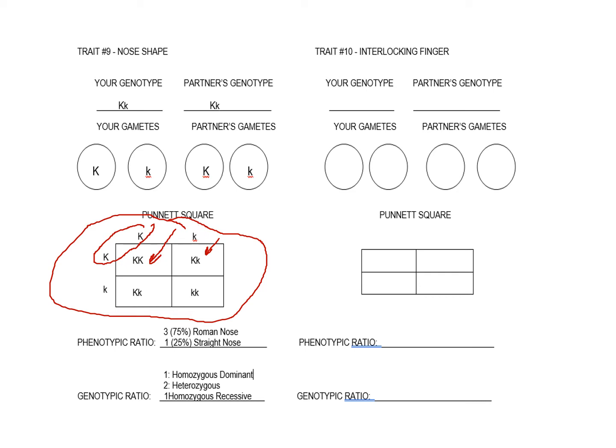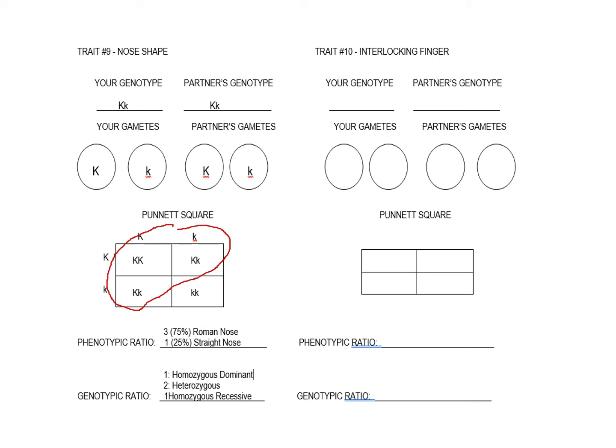So let me erase this. After you determine this, then you look at the offspring and you determine what's your phenotypic ratio. So what we can see is that we have 3 boxes here that contain the dominant trait. Being that this is completely Mendelian, the dominant trait rules. And so you'll notice that you have 3 boxes that have the dominant trait. So those individuals would potentially have a Roman nose.